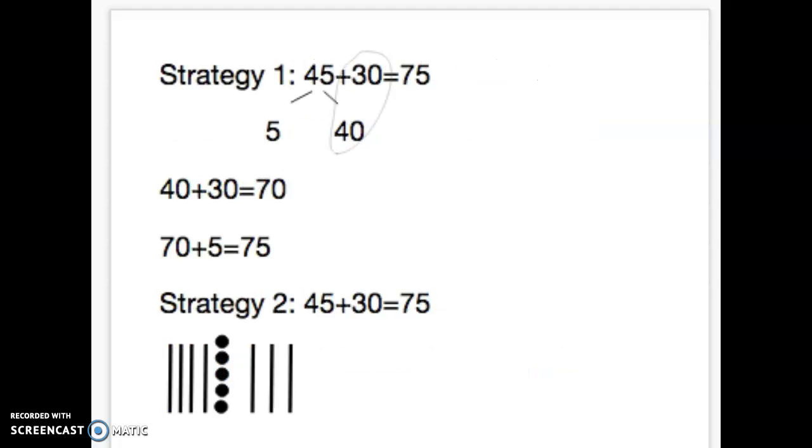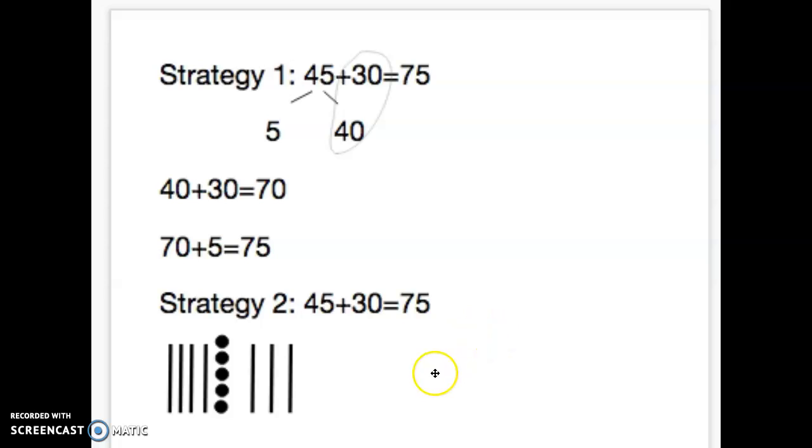Strategy 1 is using a number bond. Look at 45 plus 30. Notice that I decomposed or broke down 45 into 2 parts. It is made of 5 and 40. I put my 40 right here with this 30 because 40 plus 30 equals 70. Now I have this number 5 left, so 70 plus 5 equals 75.